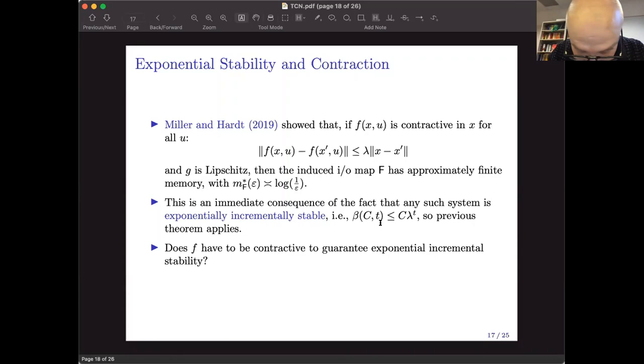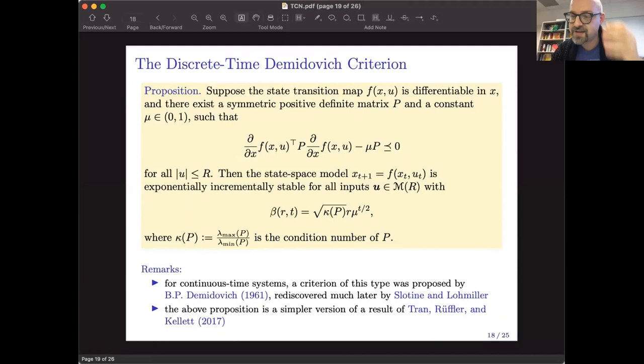But the question is, do we really need contractivity in order to guarantee exponential incremental stability? This was actually one of the motivations for our work on this. We showed that you can get away with a much broader criterion. You don't have to have contraction in the Euclidean norm. There can be a norm which is determined by the system by a suitable Lyapunov function. In discrete time, the best Lyapunov functions are quadratic, strongly convex ones. So the matrix P that determines that Lyapunov function induces a norm. If your system is contractive in that norm, then you can just change coordinates to that new state space and get contractivity. This was actually worked out in Russia by Demidovich.